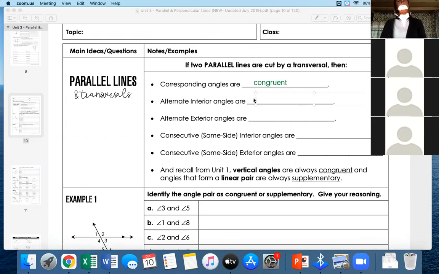Again, we're going to touch base on this after Christmas break, so don't worry too much about this. I just wanted it to be in front of your face for a second. Alternate interiors are congruent. Alternate exteriors are congruent. And the only ones that add up to 180 are consecutive. What does 180 mean? Well, that means that they're supplementary.